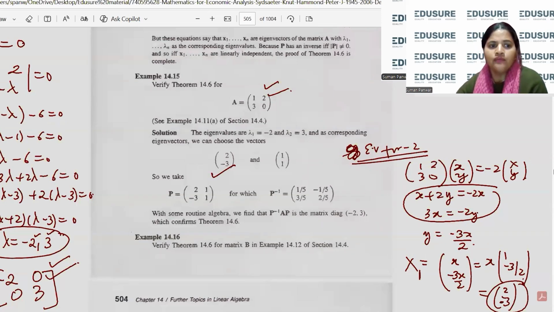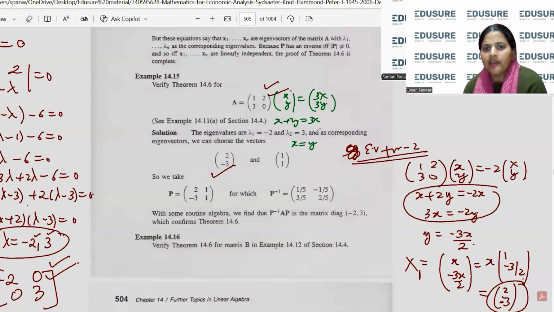And then if you look at the second one, I want AX equal to 3X. So 3x, 3y. I want x plus 2y equal to 3x. That means x is equal to y. And I also want 3x equal to 3y. So both mean x is equal to y. So I can take (1, 1).